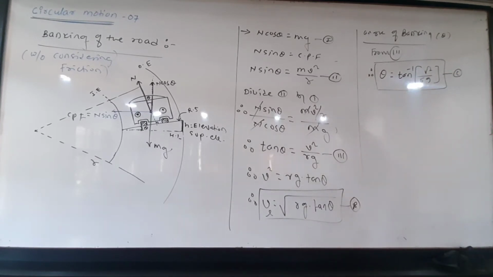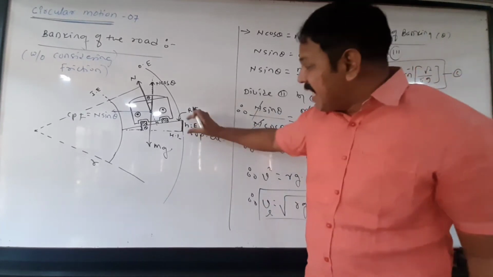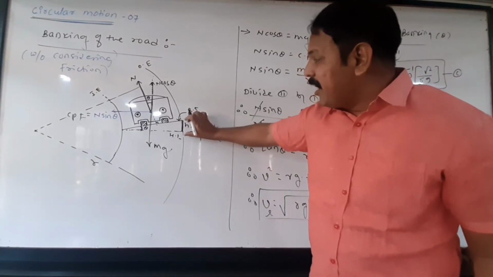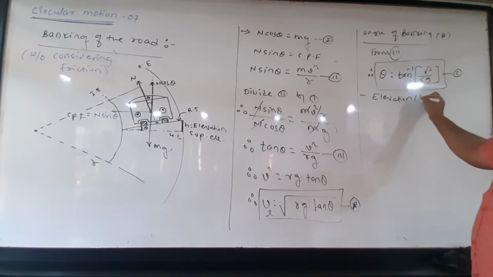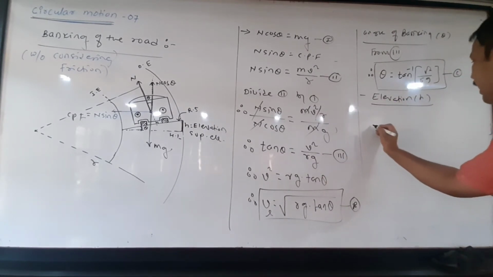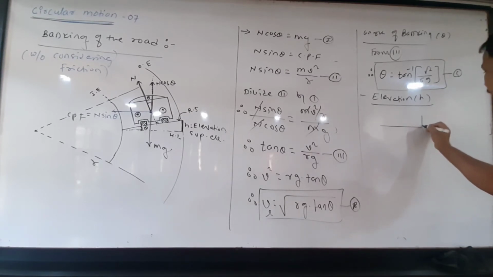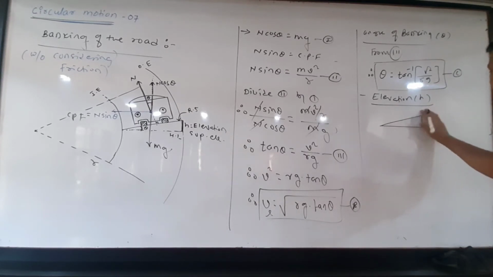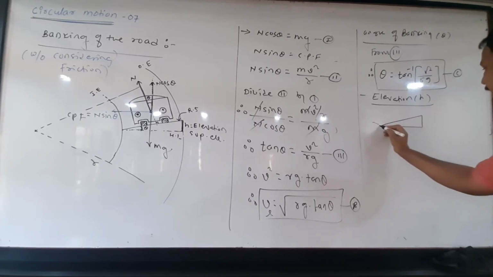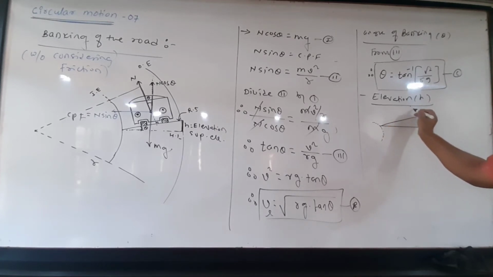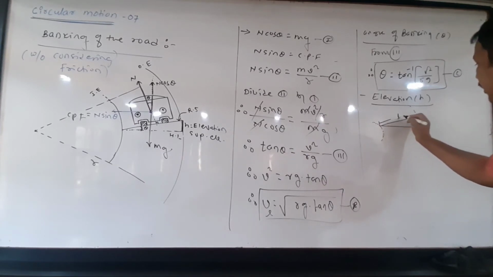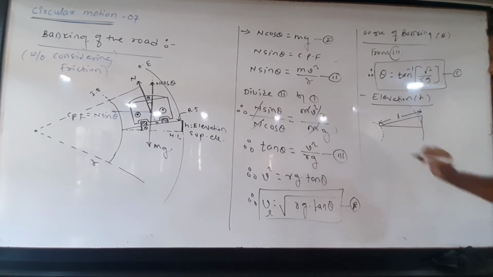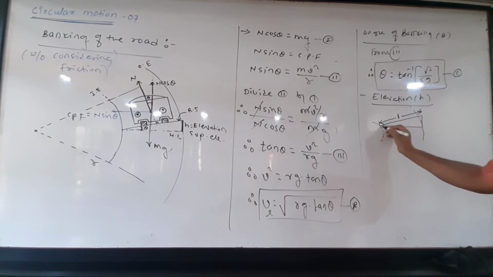Remember? Now sometimes a question is asked like this: calculate the elevation. How to calculate that elevation? Elevation means h. See here, this is the horizontal level, this is the elevation and this is the road surface. The road is like that. This L is nothing but the width of the road. This is the horizontal level. Theta is the angle of banking.